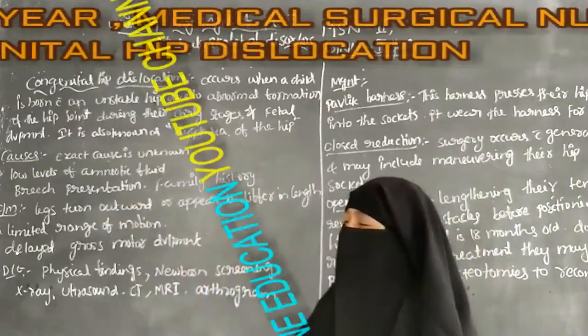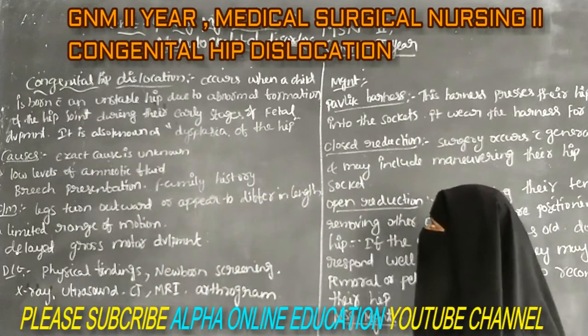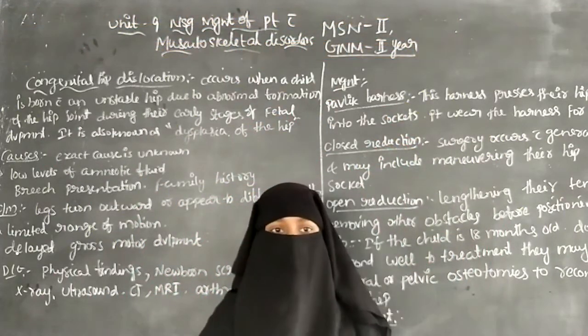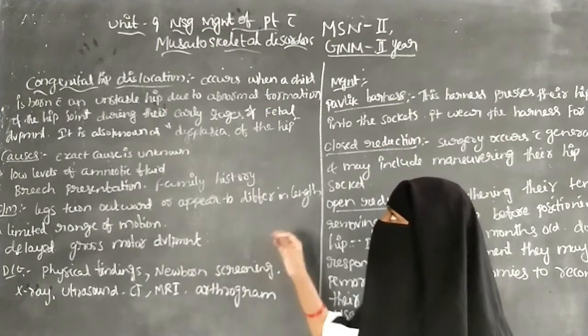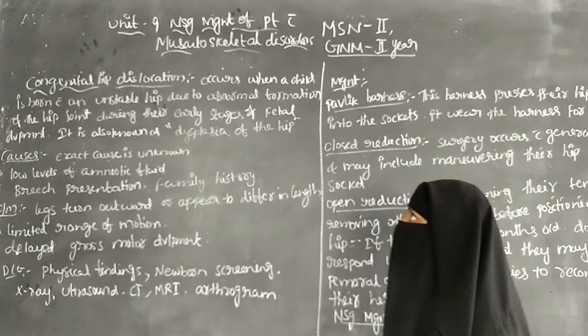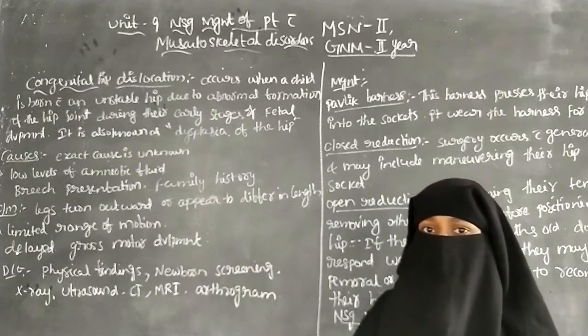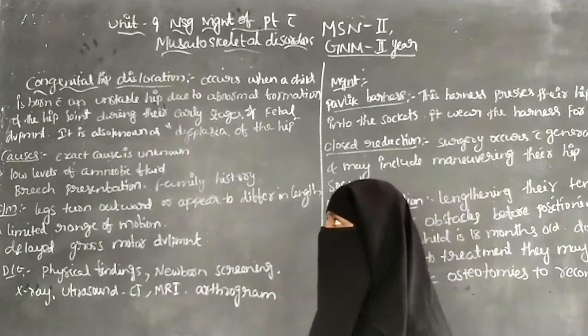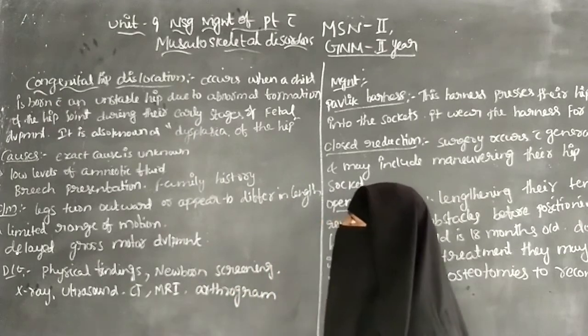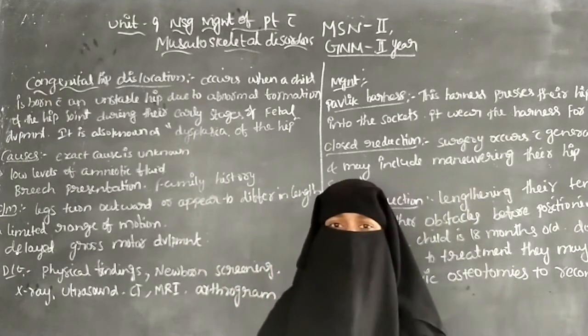Hi everyone, today I am going to discuss Medical Surgical Nursing 2 for the GNM second year. In that, we are going to discuss Unit 9, that is nursing management of patients with musculoskeletal disorders. In that, we are going to discuss the congenital deformities.